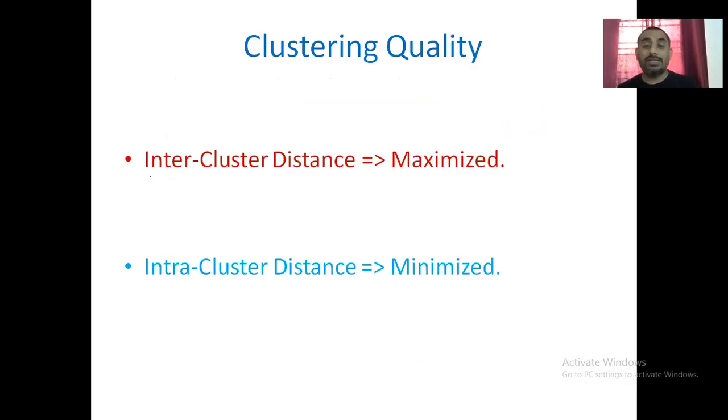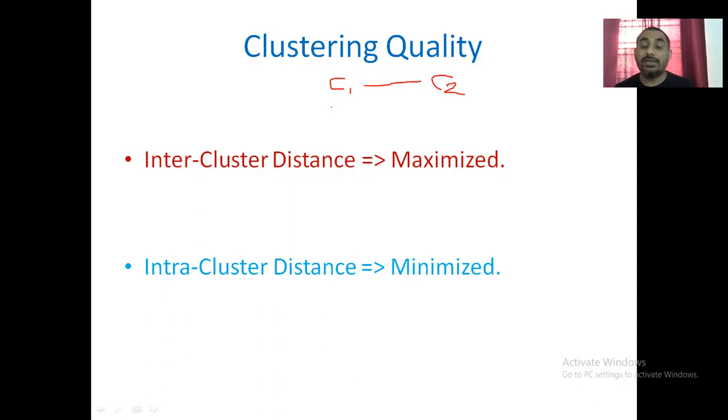The distance between the cluster means, the inter-cluster distance, is maximized. This means when we concentrate on clusters C1 and C2, when the distance between C1 and C2 is maximized, then we can say it is a better cluster. And the second parameter is intra-cluster distance.